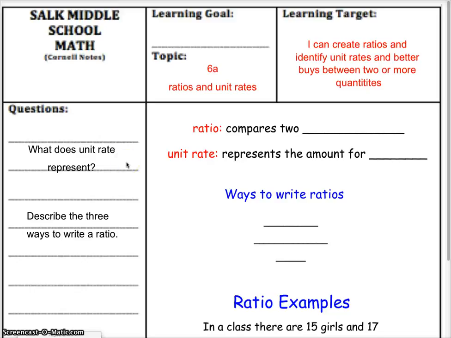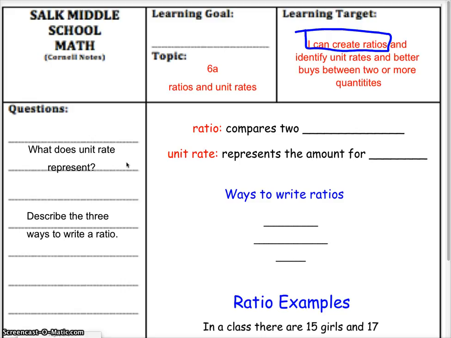We are moving on to our proportion and unit rate unit, which is chapter 6 or unit 6. Your learning target today: you can create ratios. That's what you're going to be able to do today. You're not going to do unit rates, that's tomorrow, or better buys. Better buys tomorrow too. So all today is creating ratios and comparing ratios.